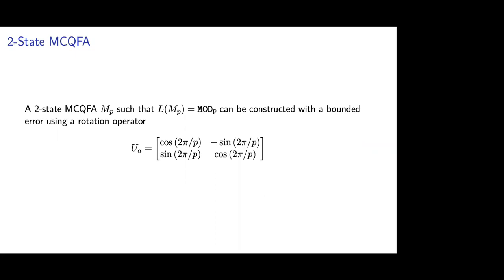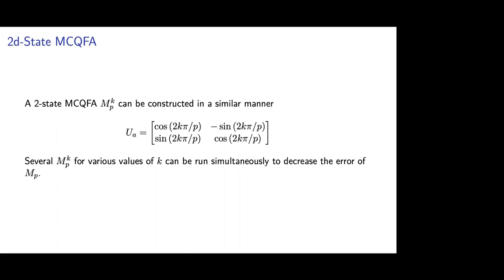Also, as you can see, the error is somehow bounded, though this can be a bit high, so we introduce another model. For that model, first we define another 2-state MCQFA. These MCQFAs are defined in a similar fashion to the previous one, though with this one, instead of rotating by 2 pi over p radians, we rotate by multiples of k, where k is an integer.